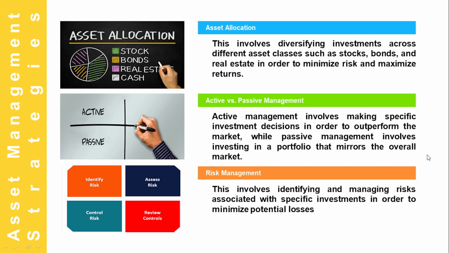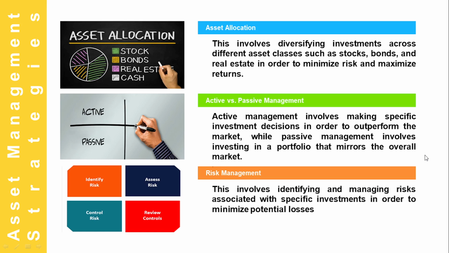Here, we are going to consider asset management strategies. The first strategy in asset management is asset allocation. Asset allocation involves diversifying investments across different asset classes such as stocks, bonds, and real estate in order to minimize risk and maximize return.